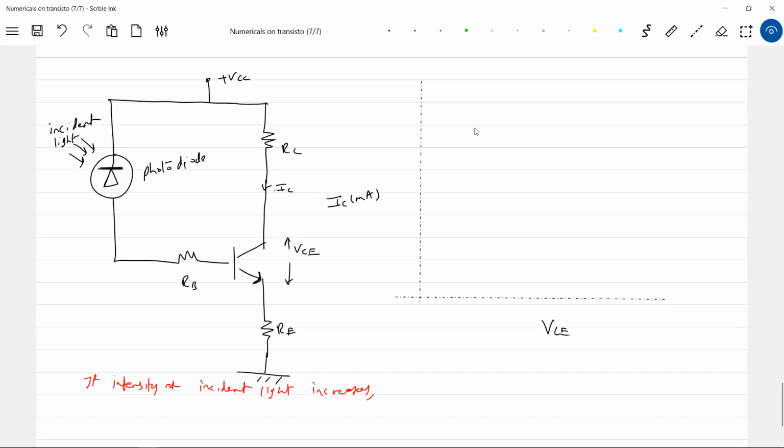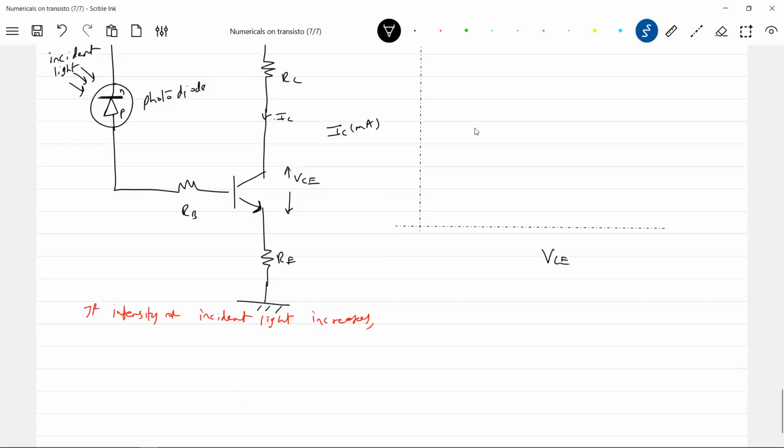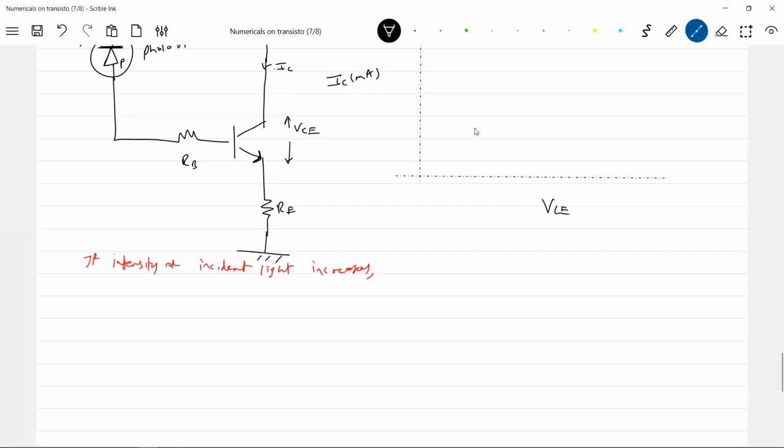Is the diode reverse biased? First of all, photodiode, is it reverse biased? Yes, it is reverse biased. No? Go back to photodiode. What are the photodiode?